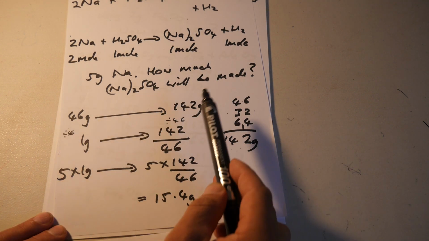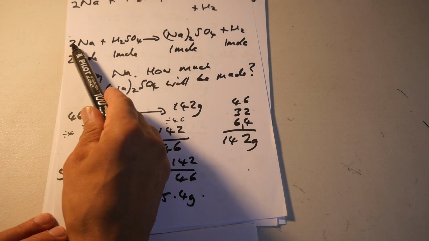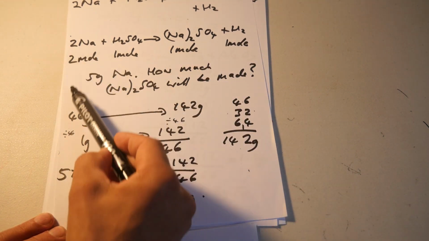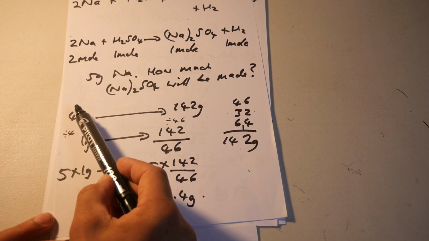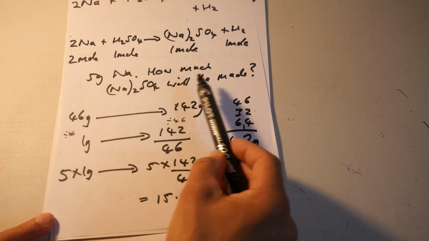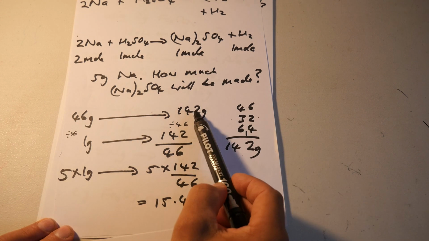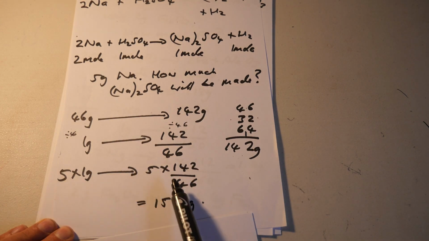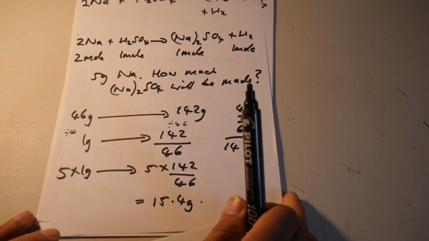This is very easy, once you get used to doing this. Write the equation, balance it, write the mole ratios, then write the mass for the number of moles there and the mass for the number of moles here, and then just work this through. It is a very easy way to do it, okay?